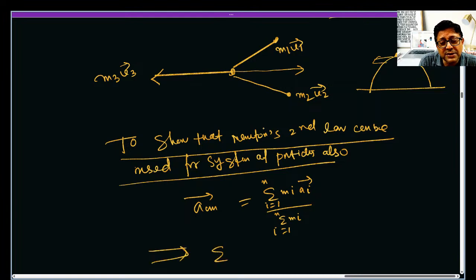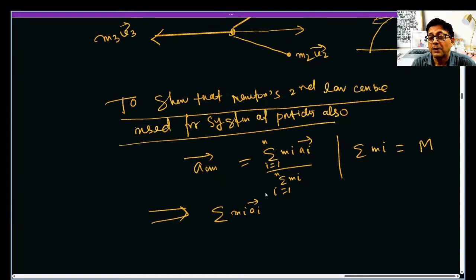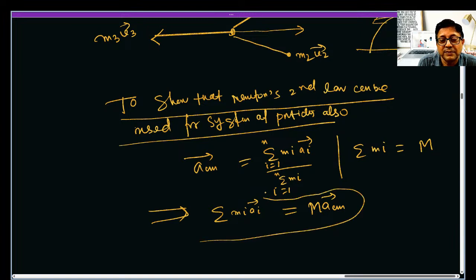So this implies sigma mi ai. Sigma mi stands for what? Total mass, isn't it? Sigma mi stands for total mass. So sigma mi ai equal to, cross multiply, M into ACM. Okay? M into ACM.